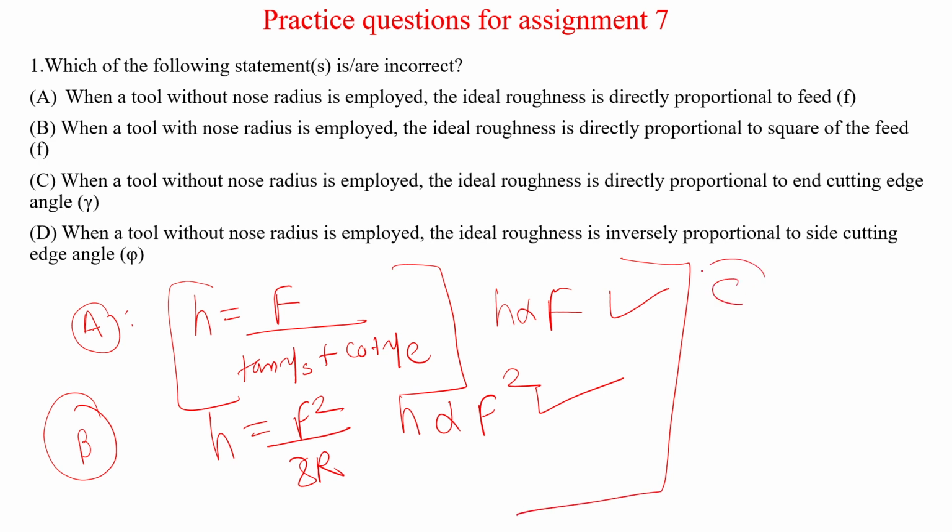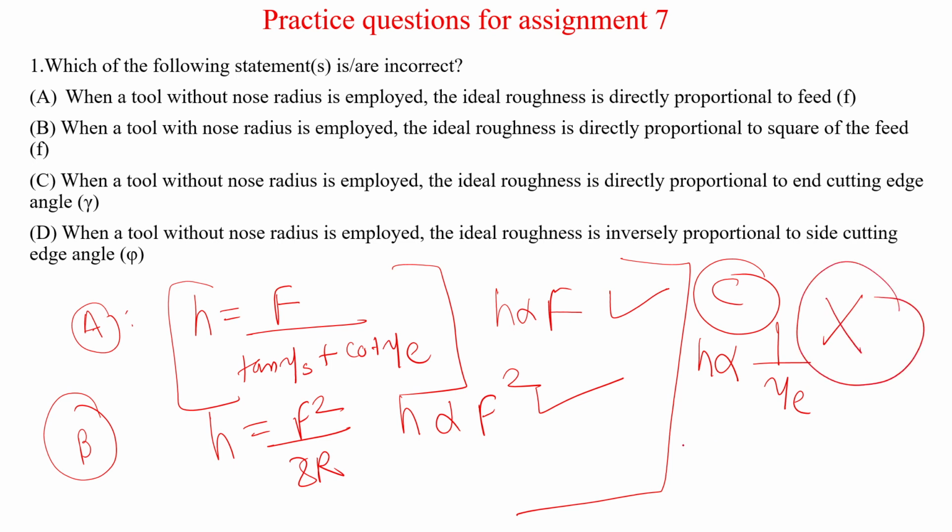Now move to C. When a tool without nose radius is employed, the ideal roughness is directly proportional to the end cutting edge angle. See here, it is not directly proportional, it is inversely proportional to the end cutting edge angle. So this is wrong. So this is our answer. Also see D. When a tool without nose radius is employed, it is inversely proportional to side cutting edge angle.